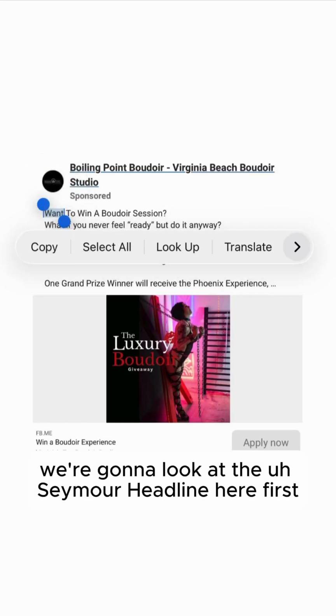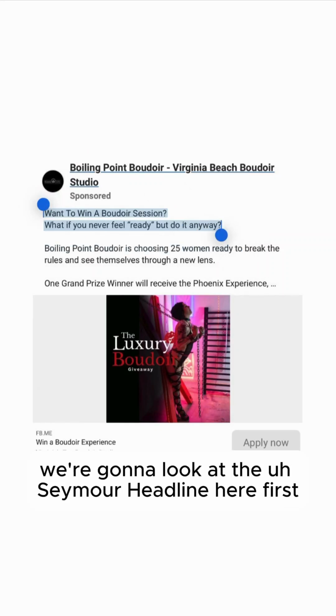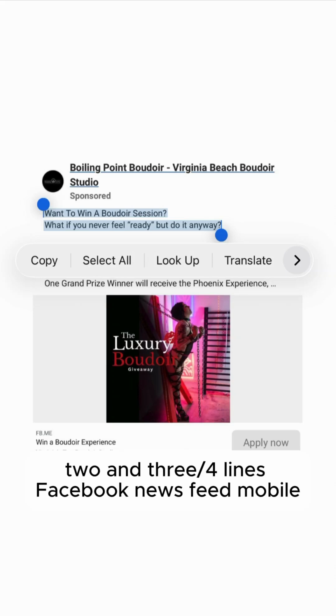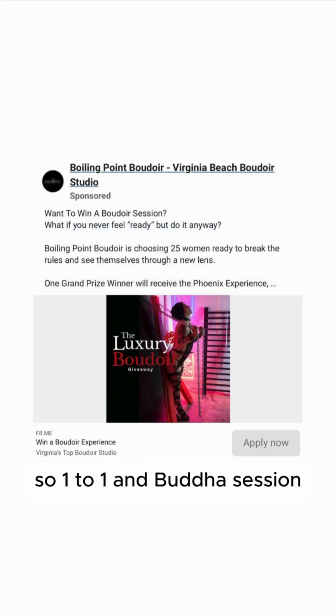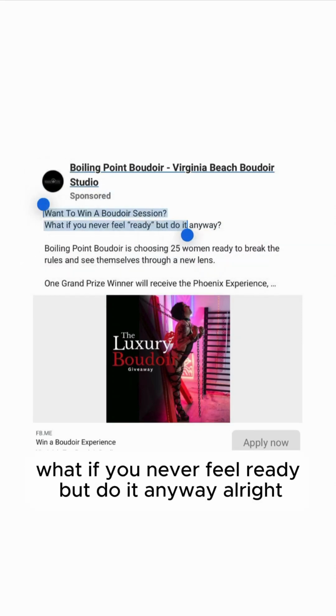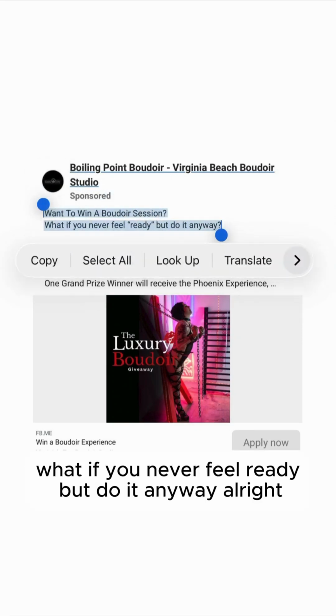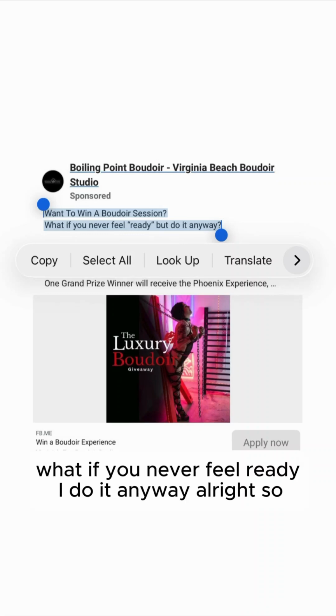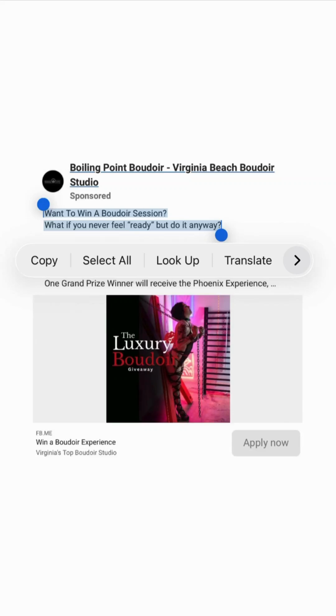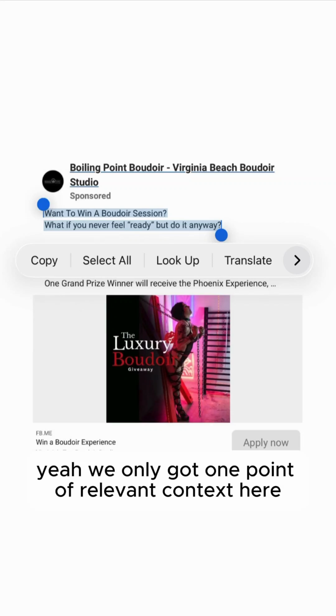Finally, we're going to look at the see more headline here. First 2 3/4 lines, Facebook newsfeed mobile. We ain't got nothing on line 3 here. So: want to win a boudoir session? What if you never feel ready, but do it anyway? All right, so yeah, we only got one point of relevant context here.